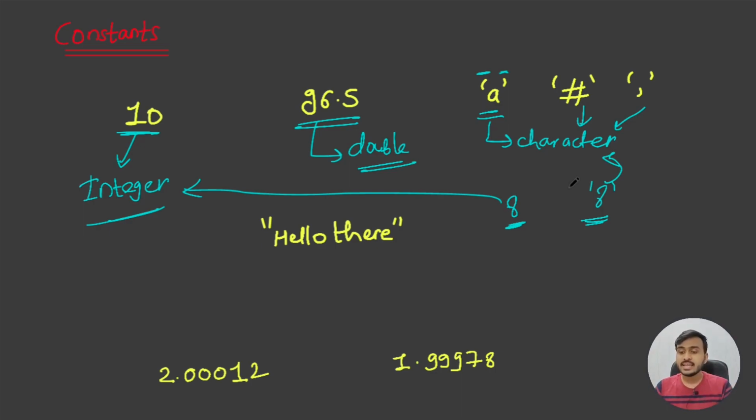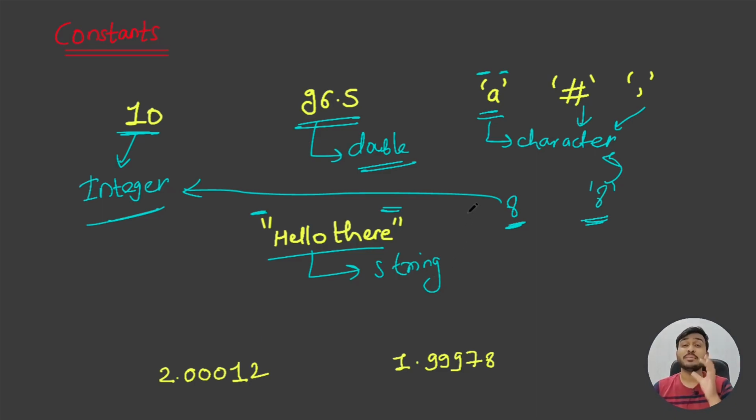Okay. Then let's proceed ahead with the next type of constant, where we have multiple characters enclosed in double quotes. So such type of constant is called a string constant. So whenever you have multiple characters enclosed in double quotes, or I'll say whenever you have sequence of characters enclosed in double quotes, such type of constant is called string constant in C++.